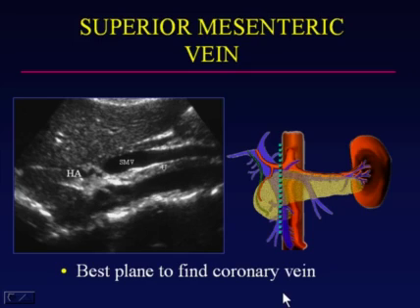Now, why is it so important to see the superior mesenteric vein? Really because it's a good landmark for the coronary vein. And this imaging plane that depicts the elongated superior mesenteric vein traveling from the feet towards the head, towards the diaphragm, is the best plane to look for the coronary vein. The coronary vein will be a little venous structure that dumps into the portal confluence very near where the superior mesenteric vein joins the splenic vein. Of course, the blood in the normal coronary vein will be heading in the opposite direction, towards the feet.